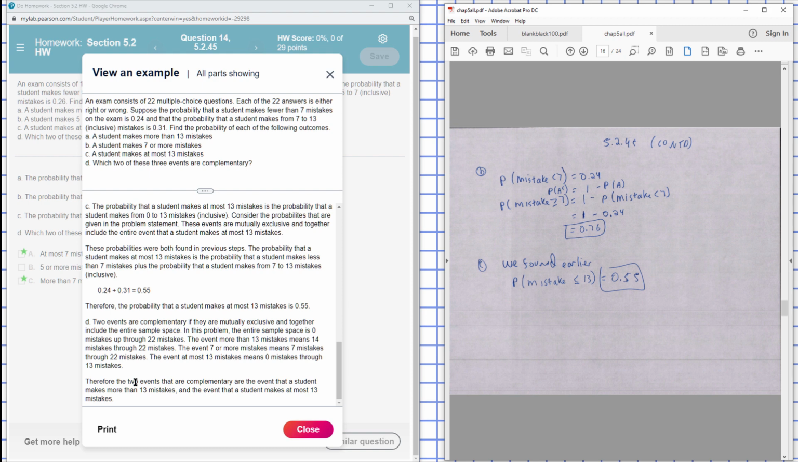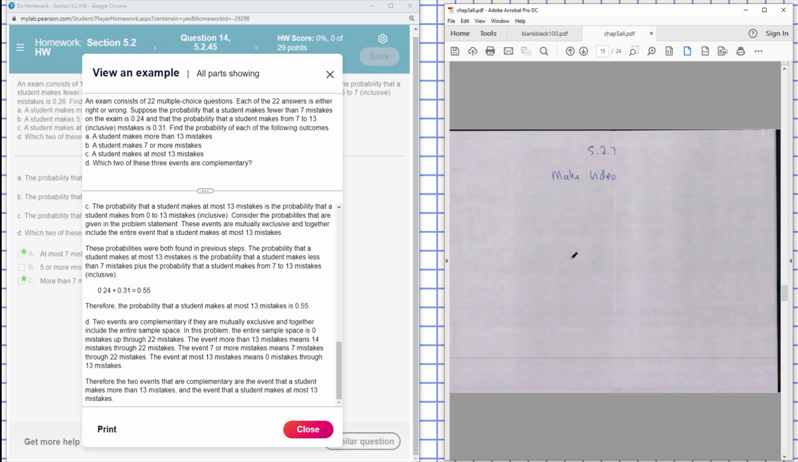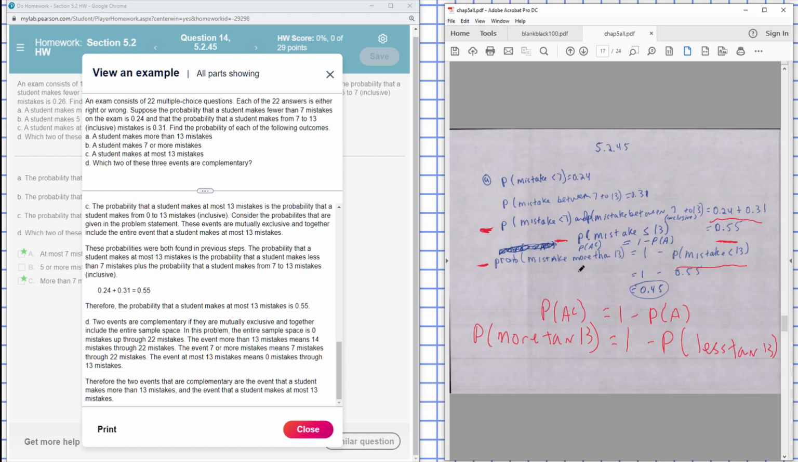So when they're complementary, they add up to 1. There are several in here. In this case, less than 7 and 7 or more, 0.24 and 0.76, add up to 1, so you have a complementary situation there. Here, more than 13 and at most 13, you add these two probabilities together, and they add up to 1.